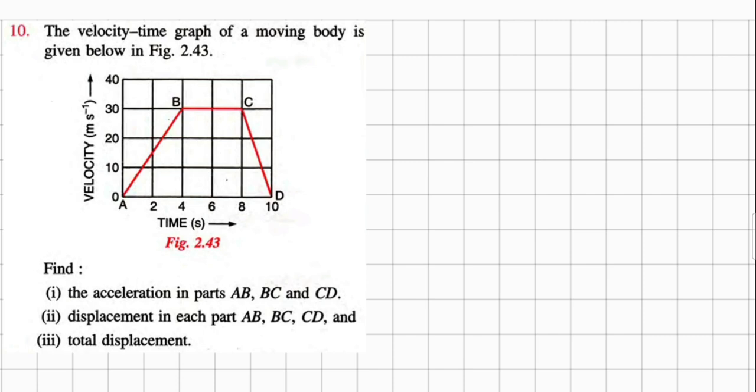Question number 10 is similar to your 9th question, but the only difference is this is easier because here numbers are given. In the previous one, alphabets were there. So the first part, find the acceleration in AB, BC and CD. Velocity time graphs, how do you find acceleration?